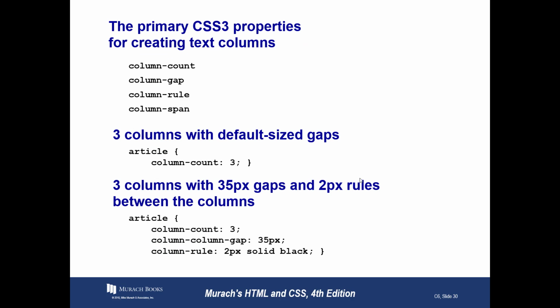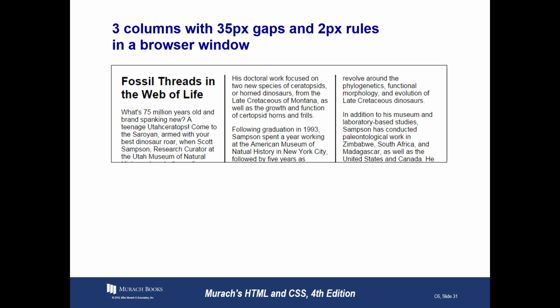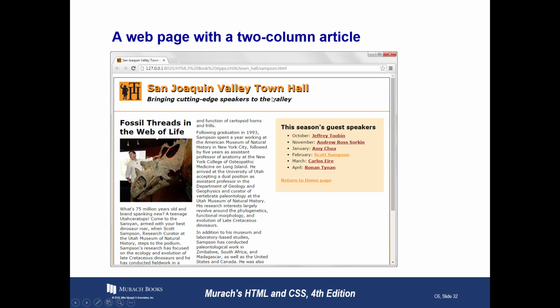The primary CSS properties for creating text columns, you'll notice they all start with column. Column count, where you have the number you want. Gap, which is the area between. Rules, where you might put in things like, for example, a border. And span, if you want something to span multiple columns. All right? Here's an example right there. So that's 3 columns, 35 pixel gaps. So there's gaps here, and 2 pixel rules.